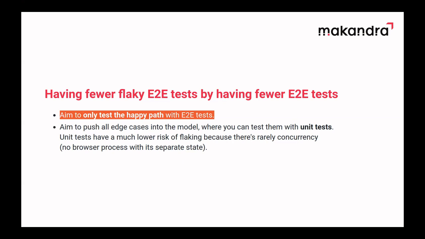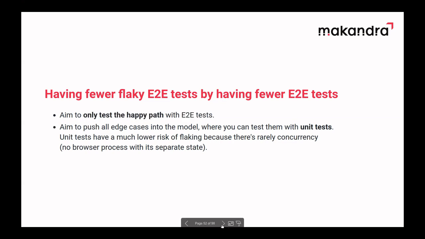has a much lower risk of leaking because there is rarely concurrency in a unit test, unless you're working with threads or something, because there is just no second process. In an end-to-end test, we have your test script, and we have the Rails server, and we have the browser, and these are all independent threads and processes that can go out of sync, but nothing can go out of sync easily in a unit test.